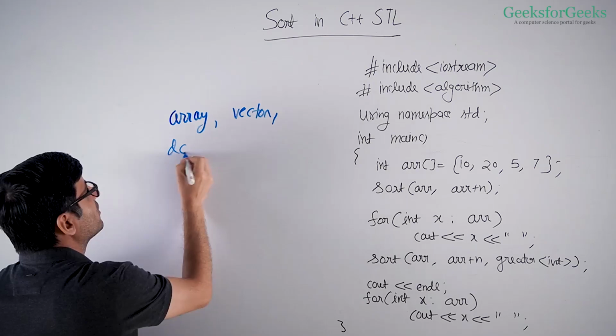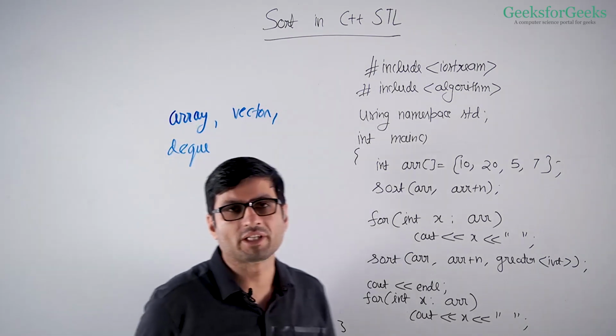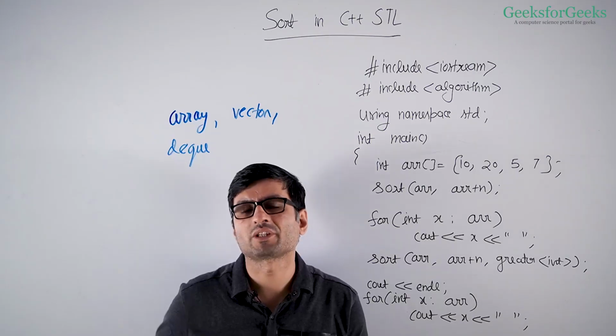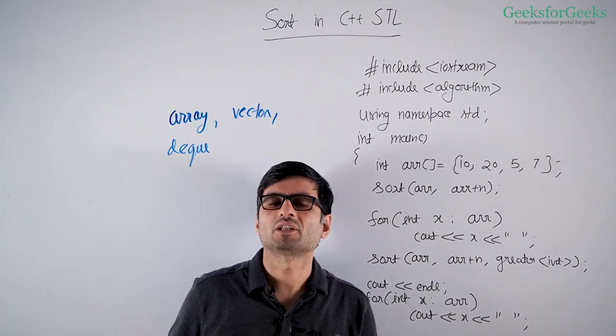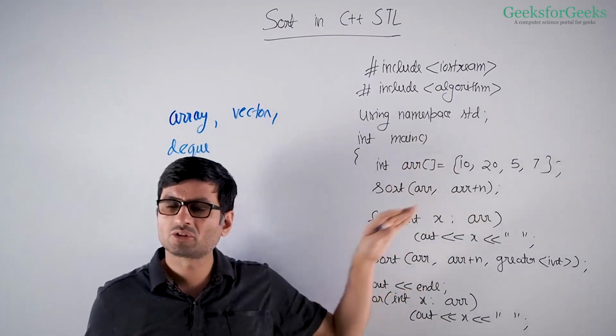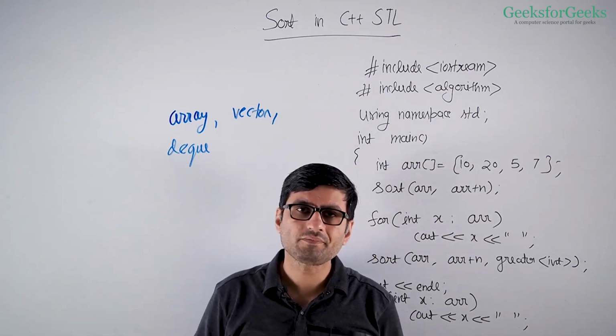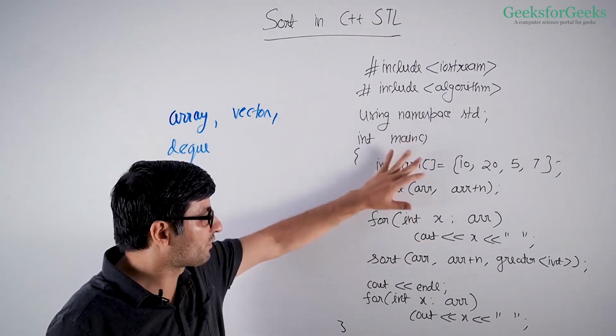and deque. These are some containers which allow random access. Random access means you can access the ith item in constant time. So sort can be used to sort elements for all these containers. Here is an example of the sort function.